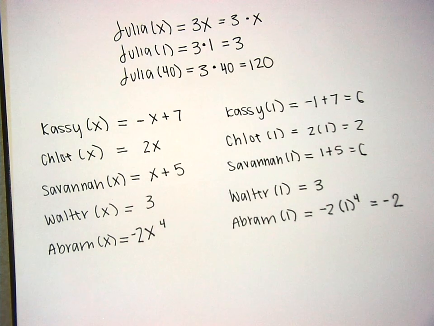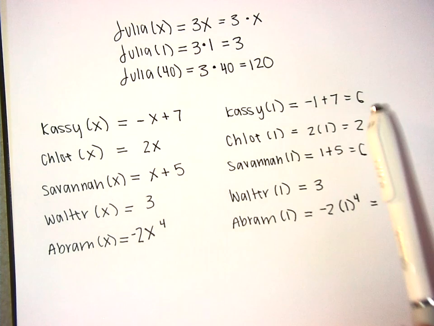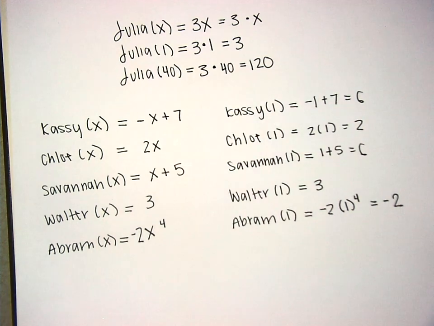Your input is positive 2. So Cassie of 2, what would your result be? If you plug 2 in for what x is, it'd be negative 2 plus 7. Five. Yes, that is correct. Chloe of 2. 4. 4 is correct. Savannah of 2. 7. What is Walter of 2? 3. Why would it be 3?